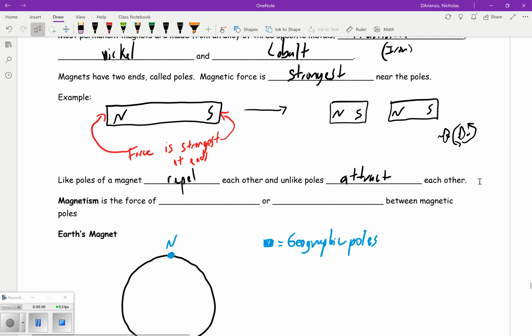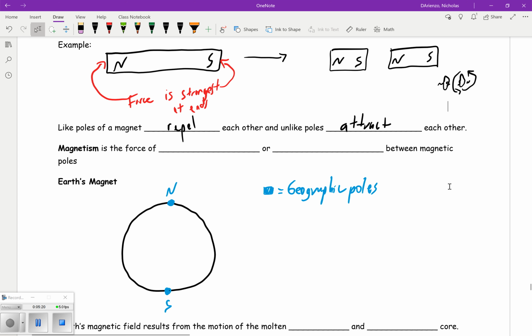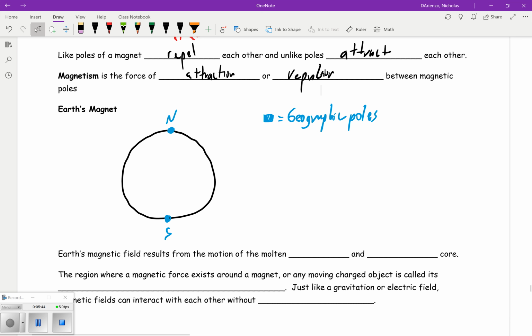Most of you have probably played with magnets before, and those forces can sometimes be frustratingly weak and sometimes really strong, unexpectedly strong. So magnetism itself is a force of attraction or repulsion between the magnetic poles of a magnet. This could be a bar magnet, a permanent magnet, an electromagnet. It could also be the Earth's magnet. And yes, Earth is a magnet.